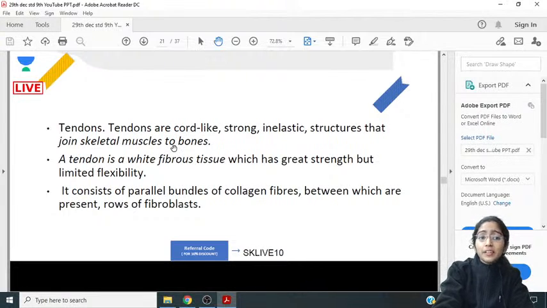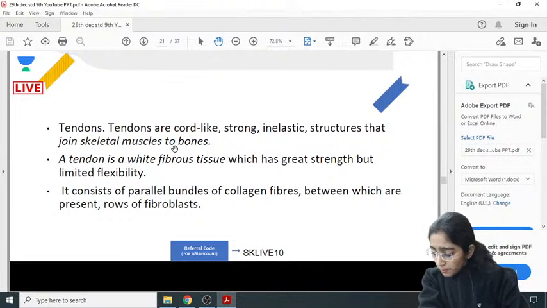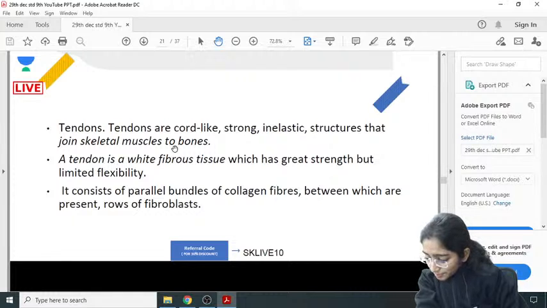Okay. Don't get confused with the ligament and tendon. Ligaments are between the bone to bone. Okay. Tendons are what? Skeletal muscle to the bone. Am I clear? Please do not get confused with it. Okay.